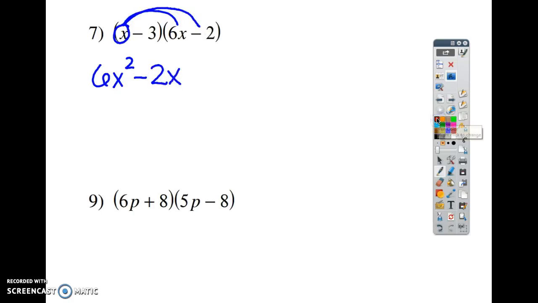Then you do the negative 3. Negative 3 times 6x is negative 18x. And negative 3 times negative 2 is a positive 6. A lot of the times you guys will forget about the minus being a negative, and you're going to get those wrong. So when you're multiplying, make sure that you're multiplying by that negative.